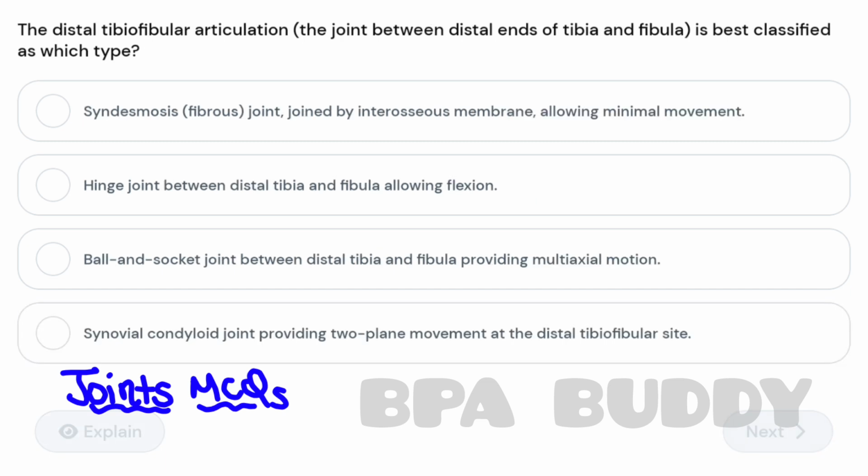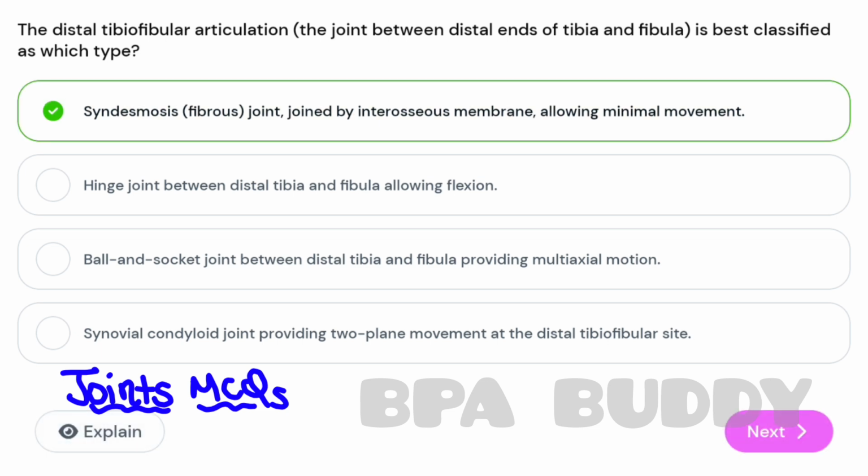The distal tibiofibular articulation, the joint between the distal ends of tibia and fibula, are best classified as which type? It is syndesmosis, the joint with ligamentous connection and has very limited motility.